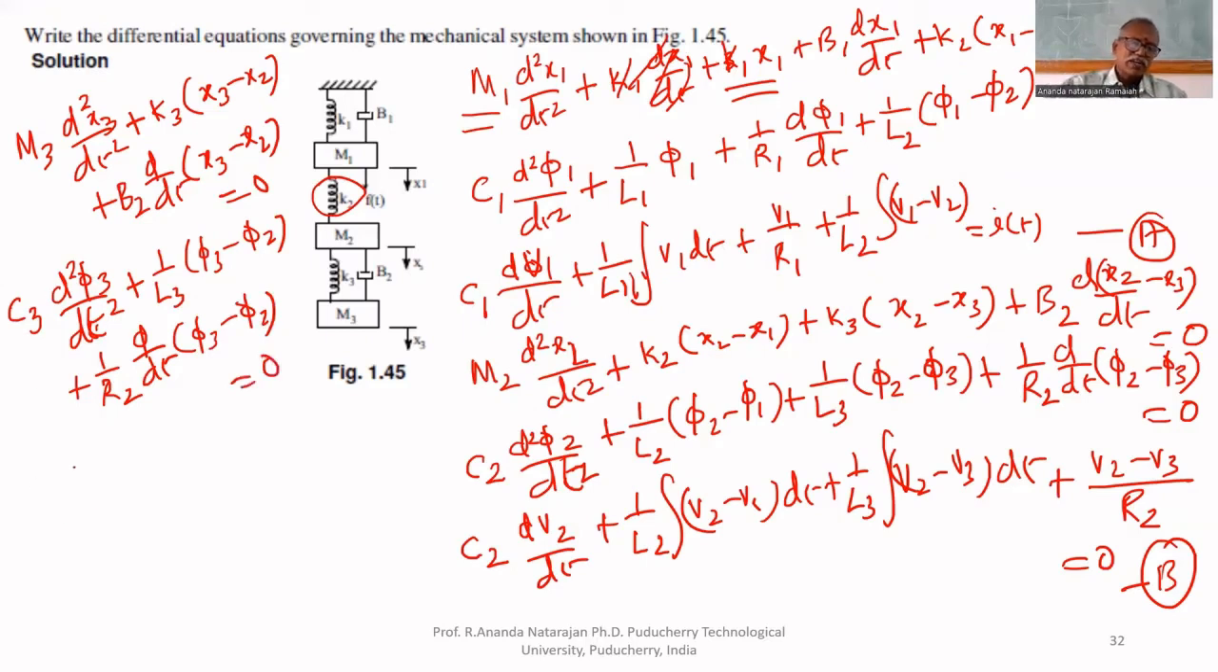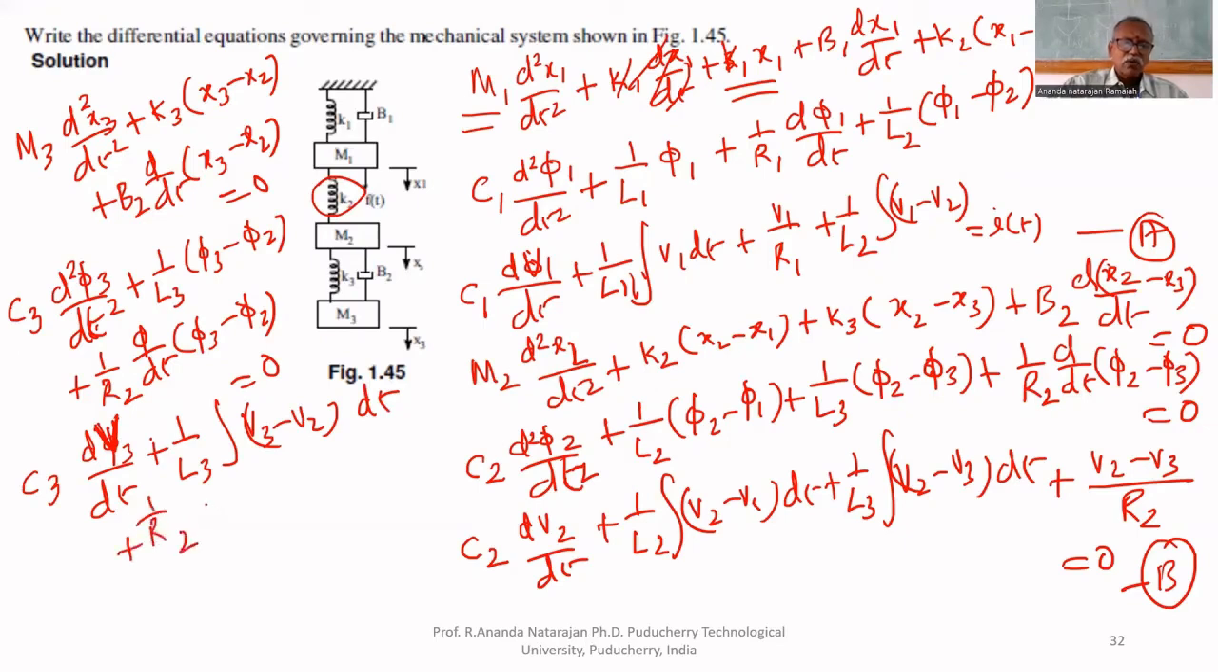Now, if you write in terms of voltage, d phi by dt equal to V. Using that, you will get C3 dV3 by dt plus 1 by L3 integral of V3 minus V2 dt plus 1 by R2 multiplied by V3 minus V2 equal to 0. This is the third equation. Three equations are there.